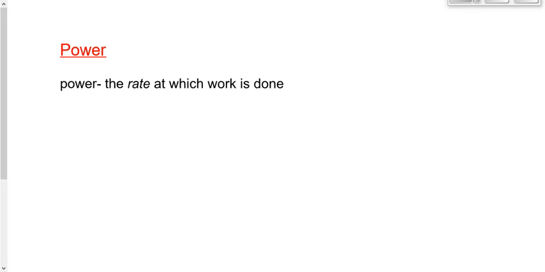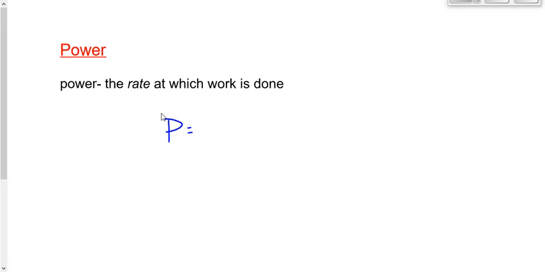On the other hand, if I climb a flight of stairs to the second floor of this building, and I do it really quickly in a time of a second and a half, then my work isn't all that much, but my power output is very high because the rate at which I did the work is high. Power is not the amount that you do, but rather how quickly you do it.